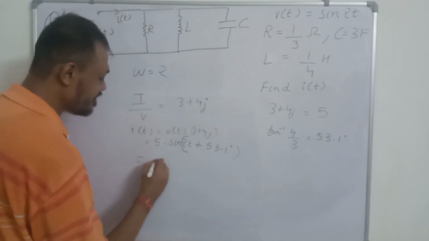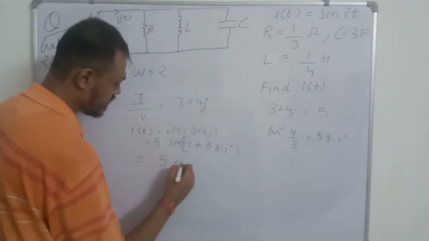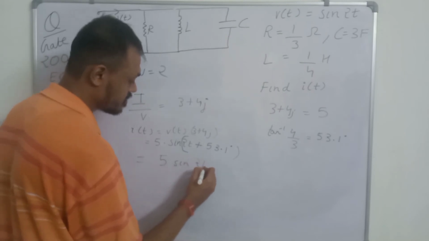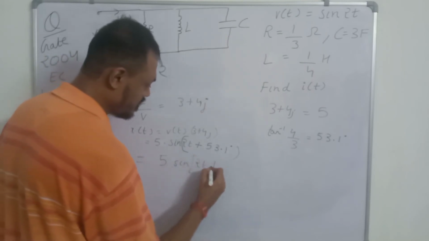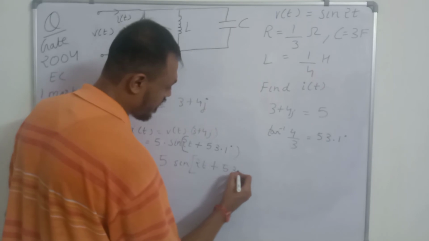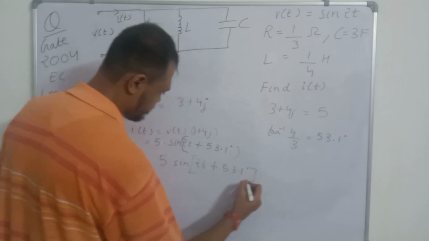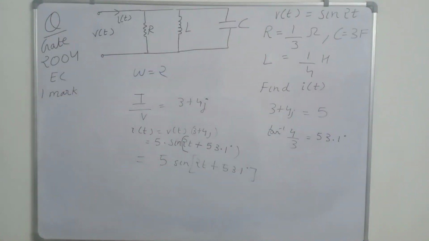So the answer will be 5 sine of 2t plus 53.1 degrees. So this is the correct answer for this question.